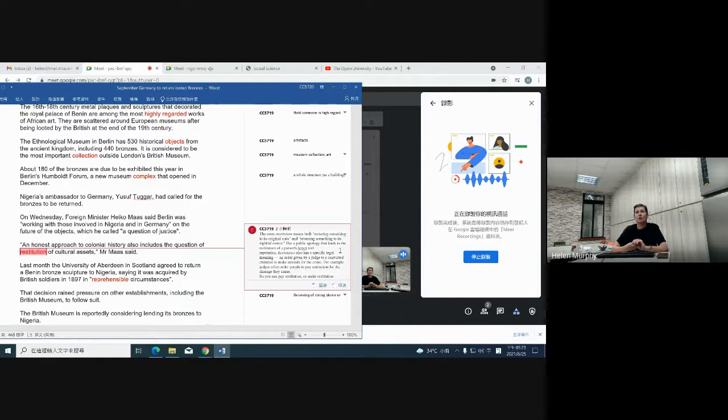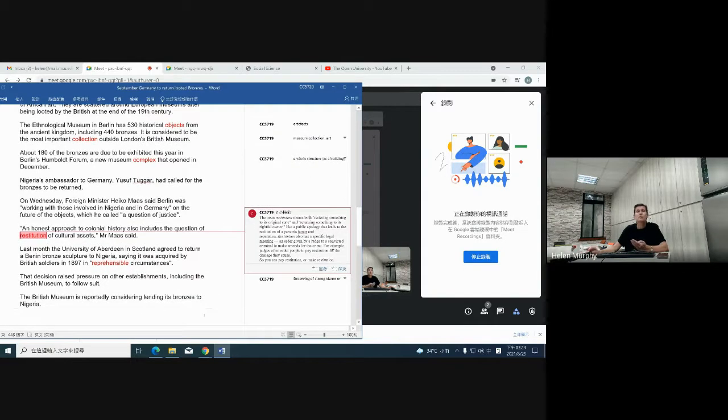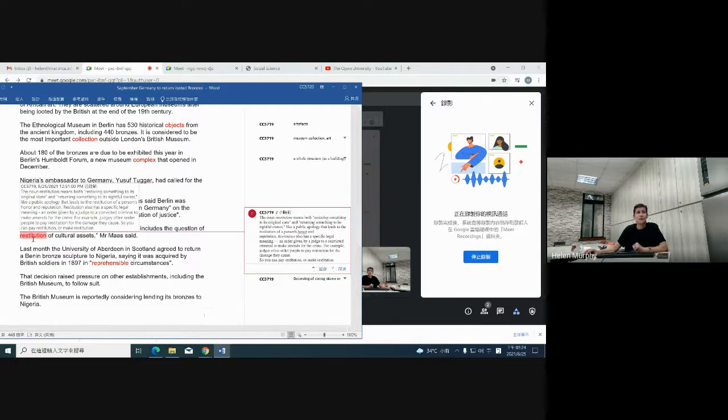Okay, and this can actually have a specific legal meaning. A judge could order a convicted criminal to make restitution, to make amends for their crime, and quite often this can be a payment. So you can pay restitution if you're talking about money, or you can make restitution. In this case, they would be making restitution because they would be returning those objects to Nigeria.